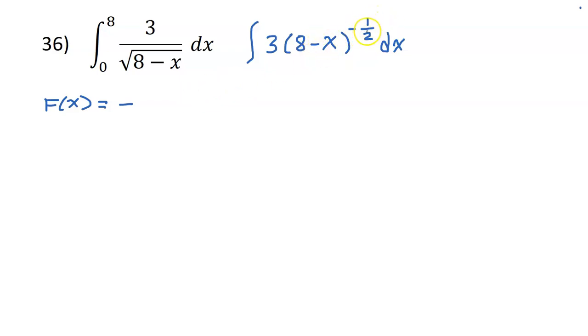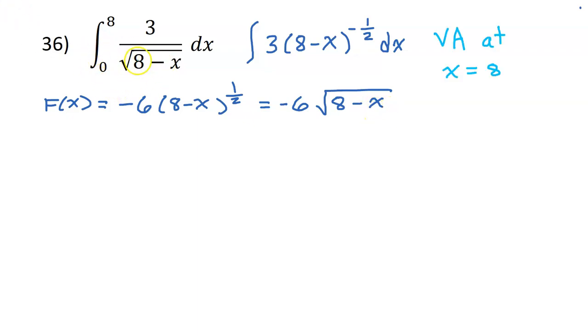Adding 1 to this exponent gives us 1/2. So we have 8 minus x to the positive 1/2 power. Then we divide by the new exponent, but dividing by 1/2 is the same as multiplying by 2. If we multiply 3 by 2, we get 6. So this is the antiderivative, which is equivalent to negative 6 times the square root of 8 minus x.